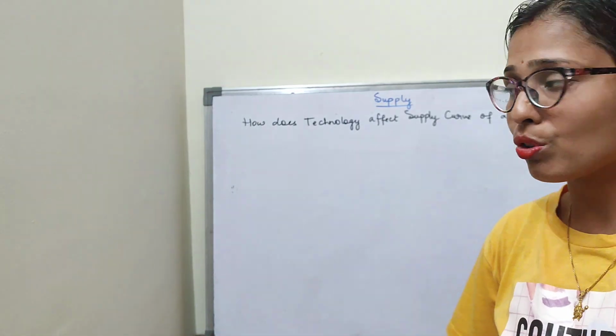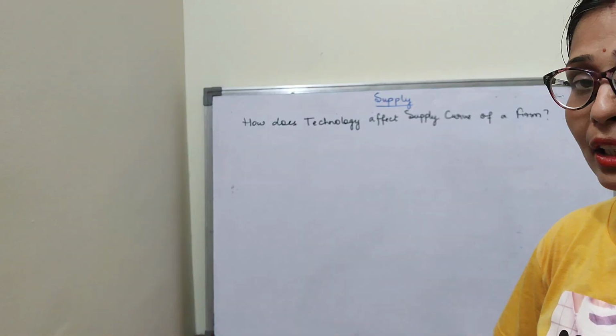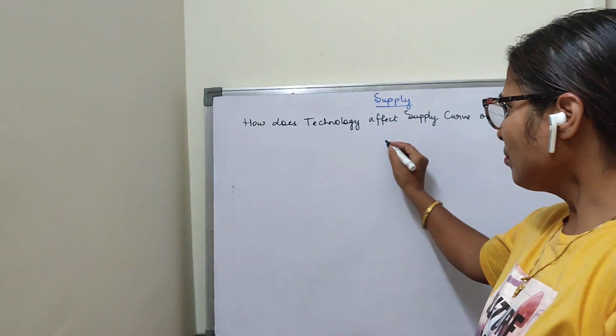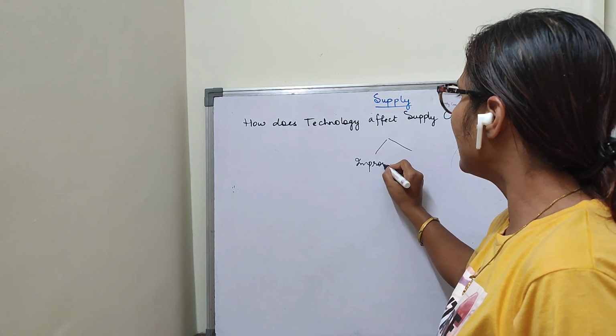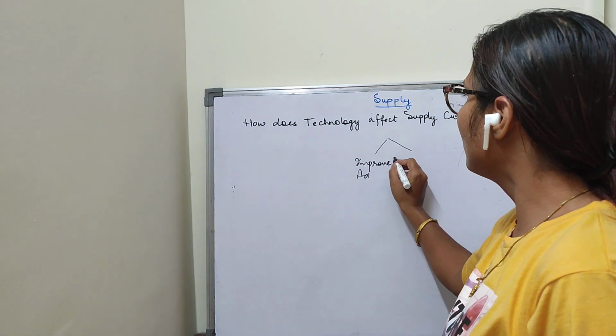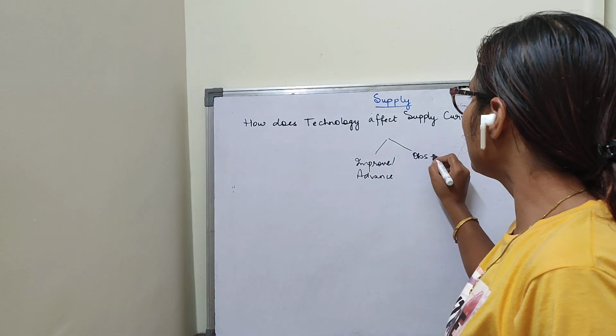So now children, there is a question: how does technology affect the supply curve of a firm? We all know that there are two types of technology. One is the improved, or advanced, technology, and the other is the obsolete technology.